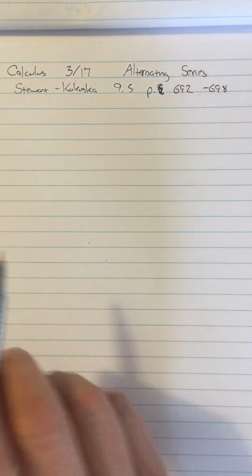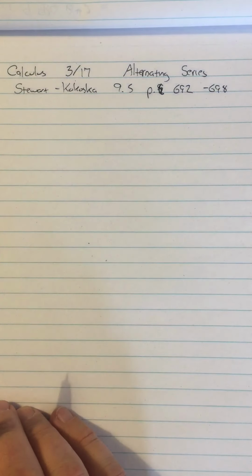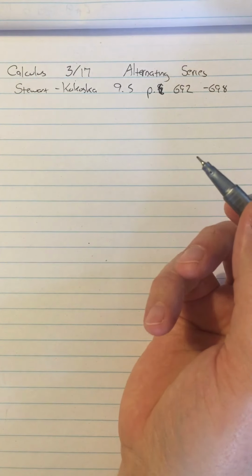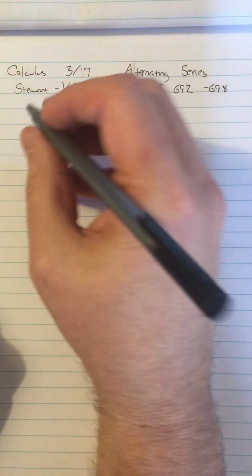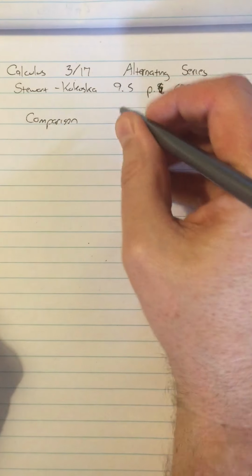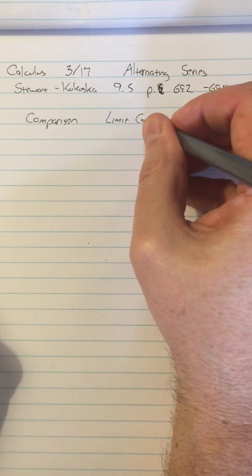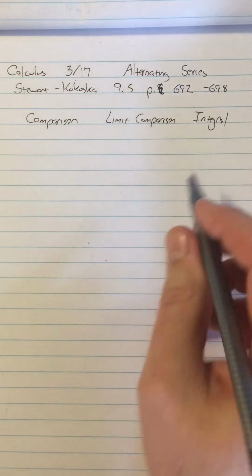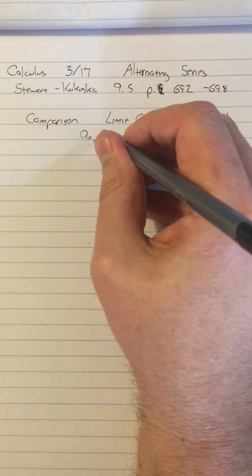Now, here's why we're talking about alternating series. Alternating series are series that go positive and negative. One thing we're going to notice is we already have 3 tests for convergence of a series: the comparison test, the limit comparison test, and the integral test. All 3 of them have something in common. They all require that a sub n and b sub n are greater than 0, so they only work for a series with positive terms.